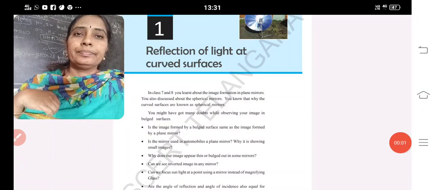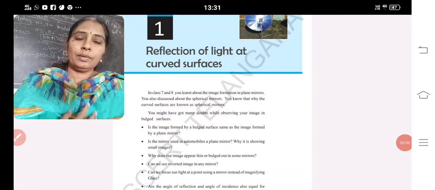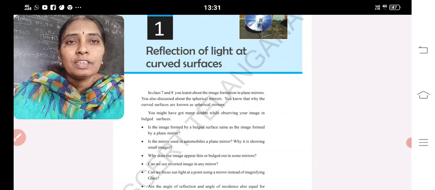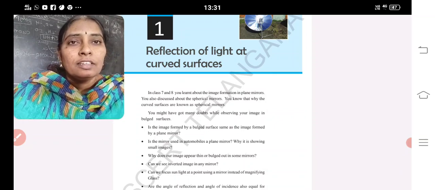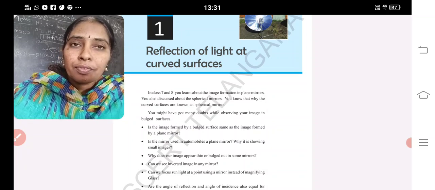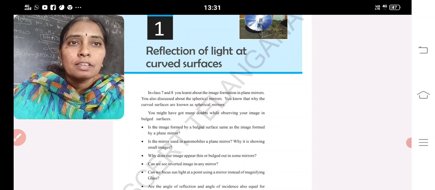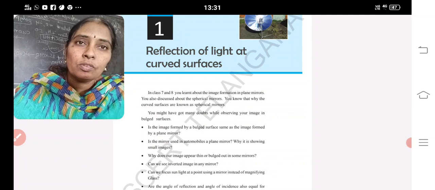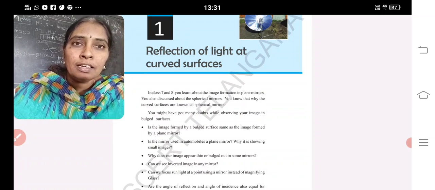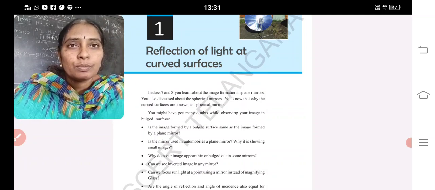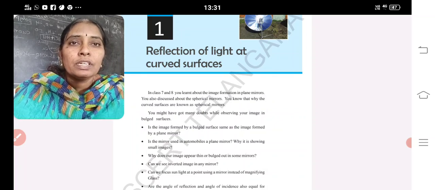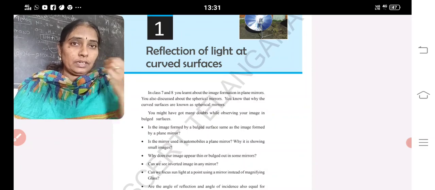Good morning, children. Now on the screen you are able to see the first lesson, that is reflection of light at a curved surface. Why are we doing this? As a part of SA1 revision. So I am revising some important topics from the first lesson and giving some important questions. Don't feel that these questions are expected questions in an exam. The concepts related to these questions are the most important.